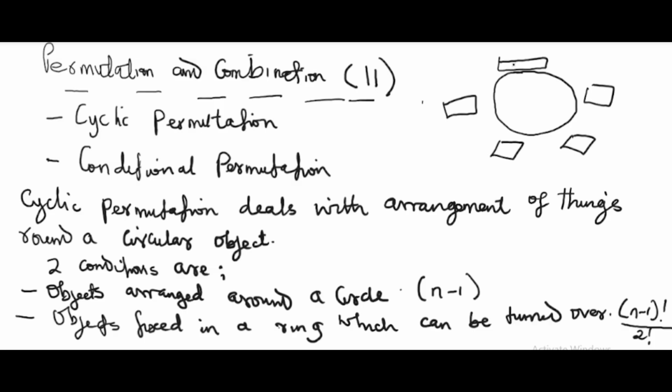Now, imagine if you have this kind of dining table. This is for your dad. This is for your mom. This is you. This is your big sis. And this is your kid bro. Now, you see, you guys are the objects round this circle. Now, in how many ways can you guys be arranged?